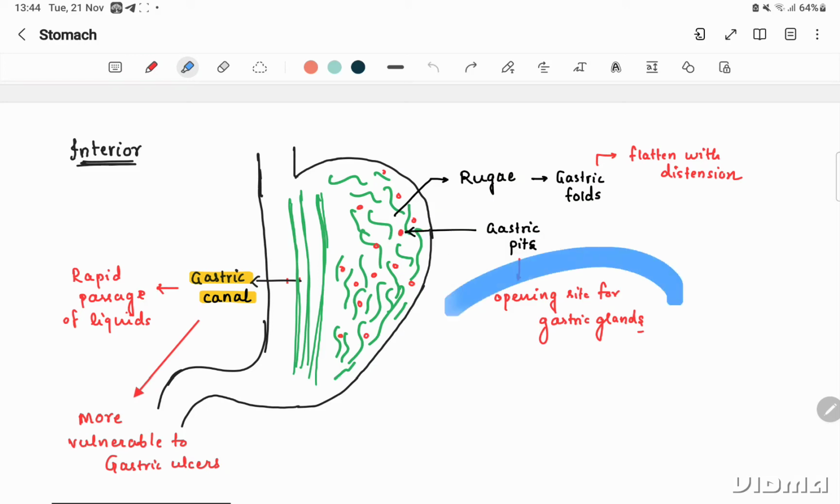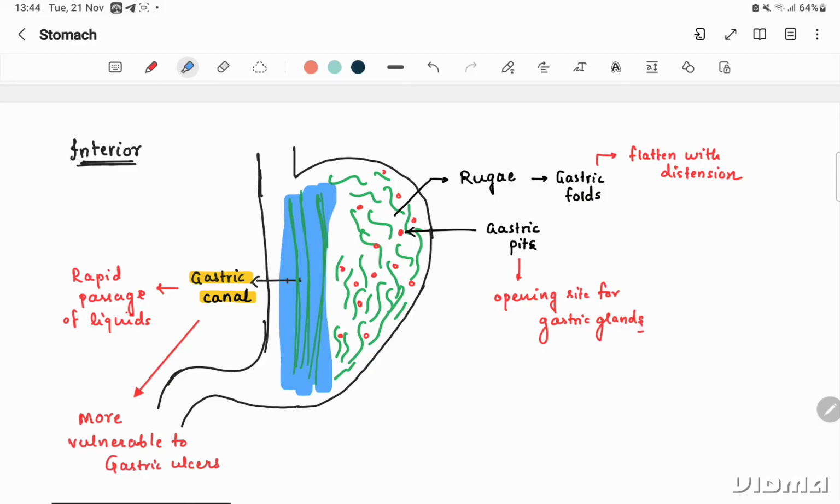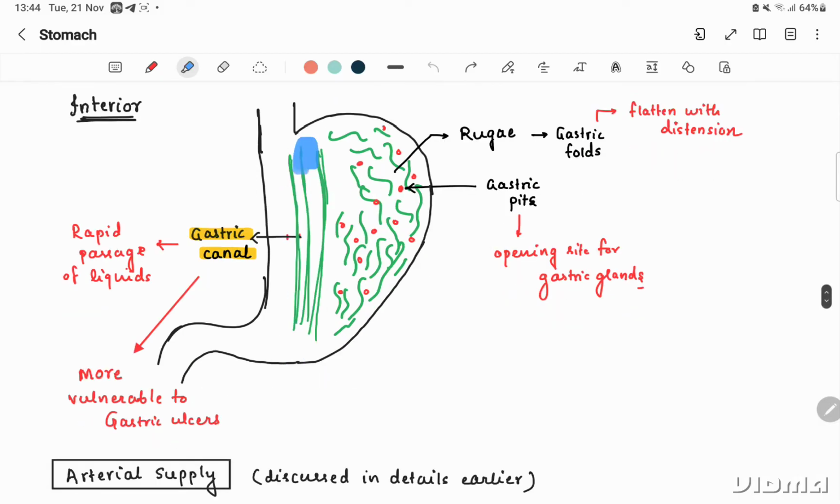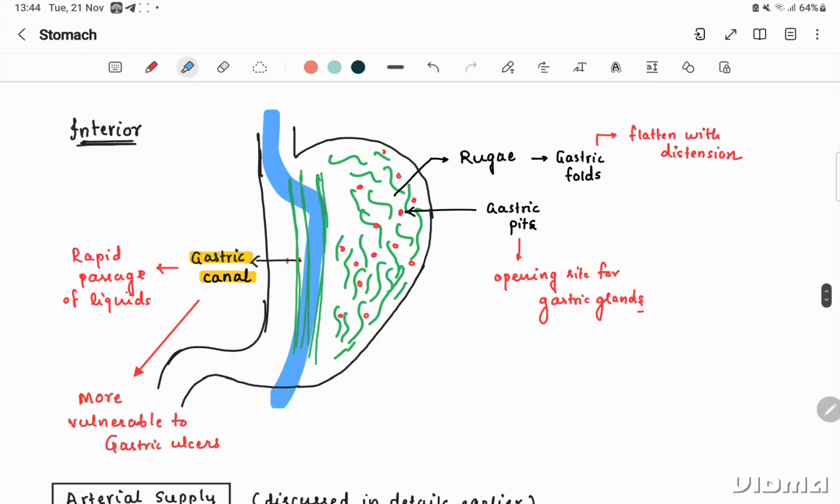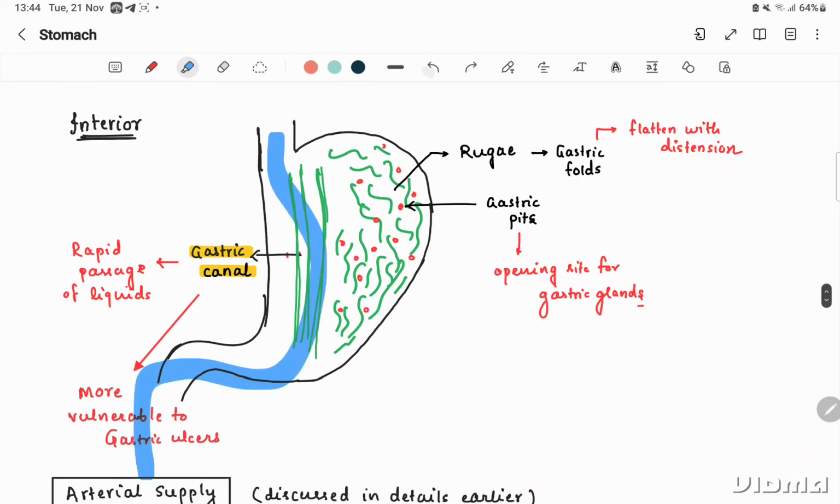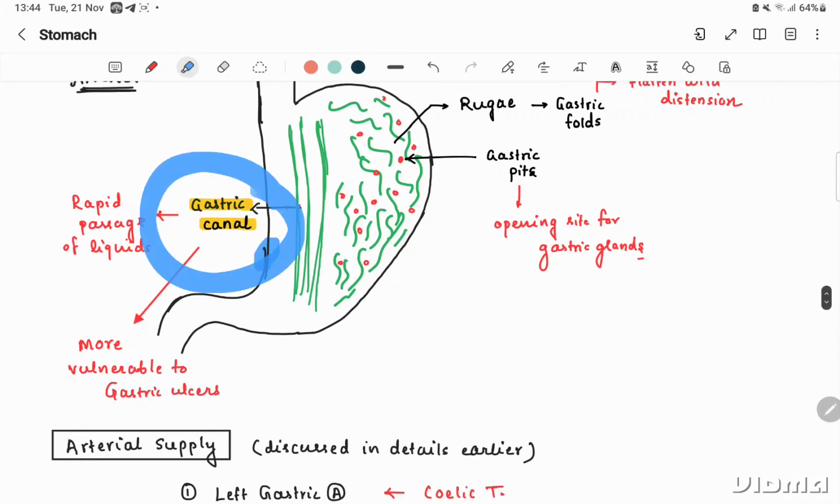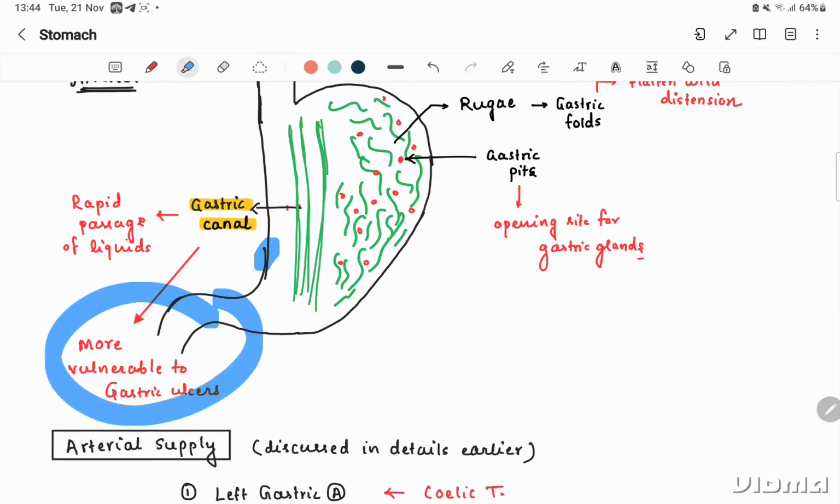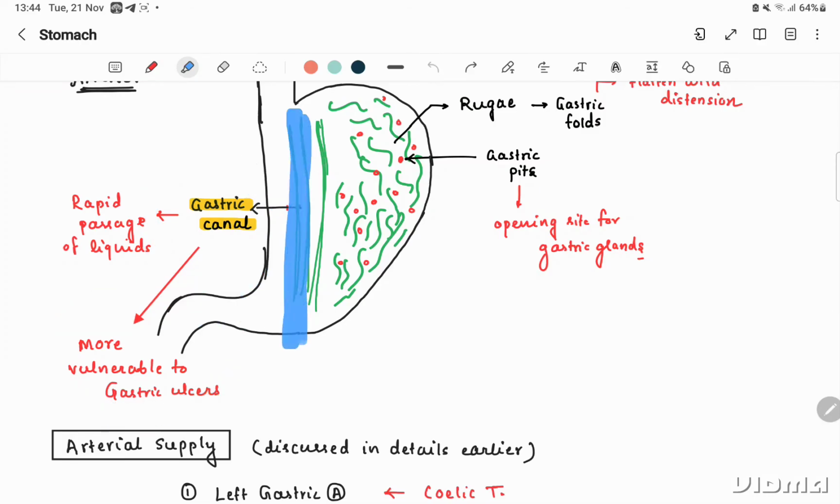And we have the gastric pits, with the openings for the gastric glands. This gastric canal is like big rugae. These are also folds forming canal-like structures, which are there for rapid passage of liquids. Liquids can flow in this manner due to your gastric canal. Understood? And this gastric canal is most vulnerable to gastric ulcers because it is vertically present.